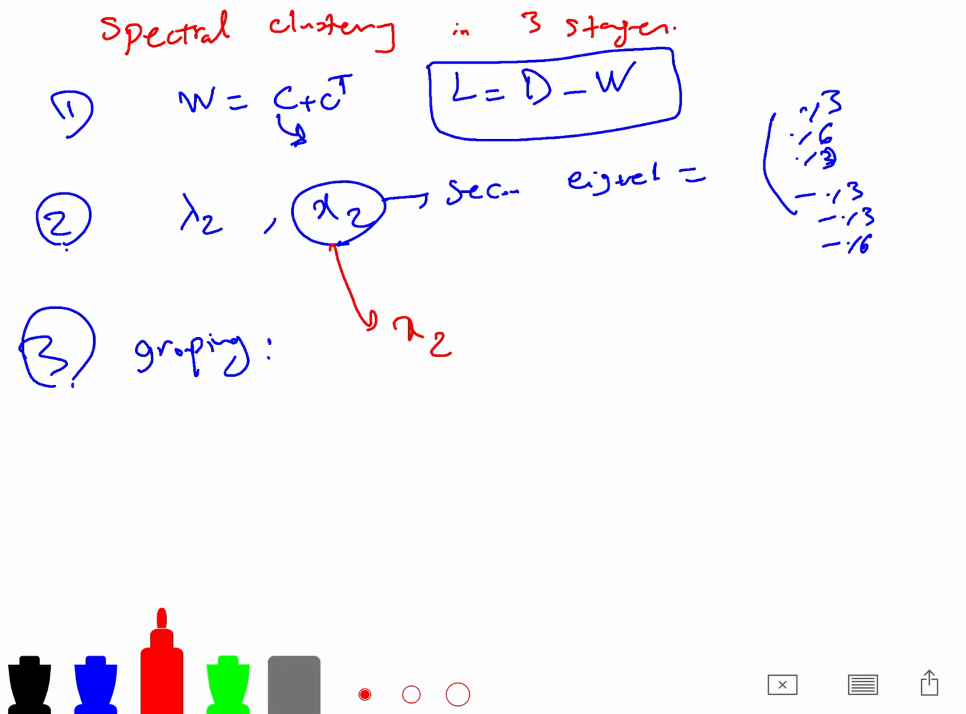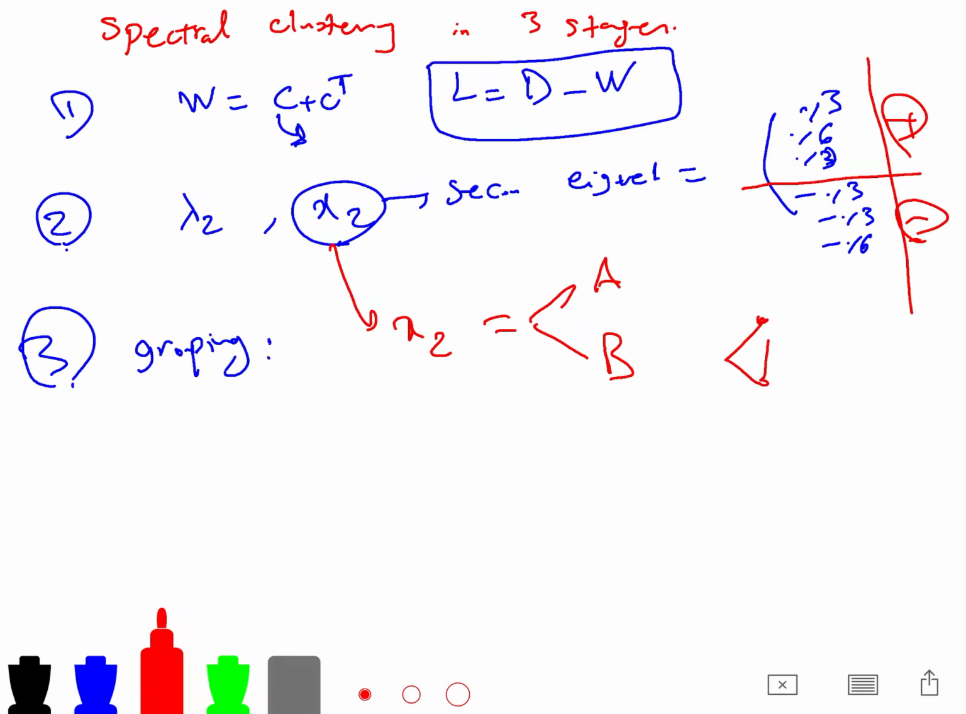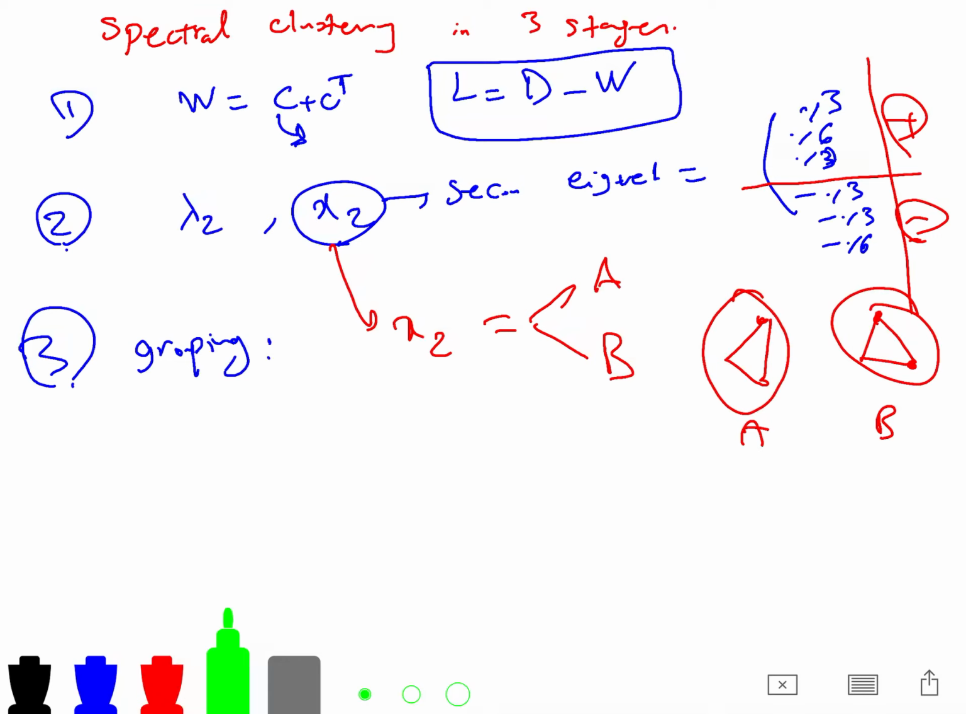It means that x2, the second eigenvector, you can group it into A and B by just dividing them. So these are positive, these are negative. So we separate the nodes. That's why it looks like this. This is A and this is B. And you have some nodes, some edges between.